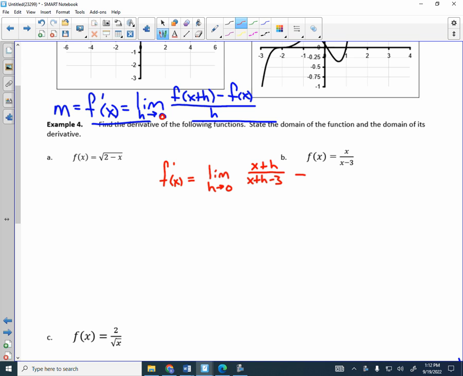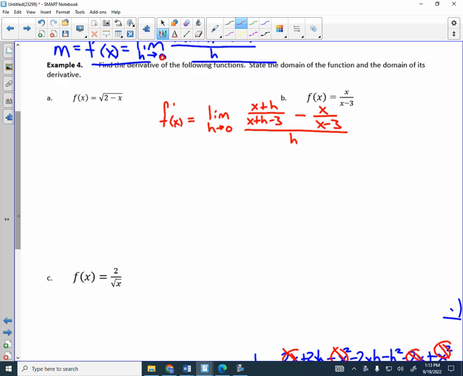What do we do after that? X over x minus 3, all over h. Yes, common denominator is very good. So you have to multiply this side by x plus h minus 3.